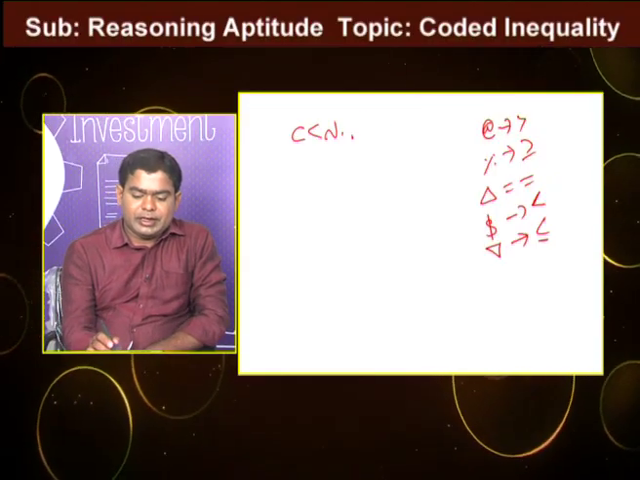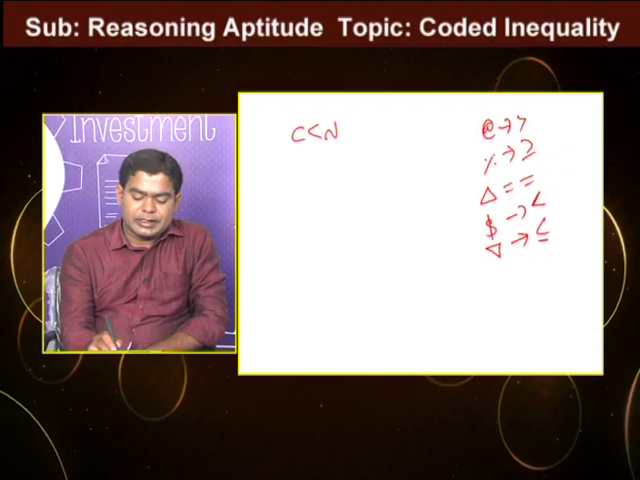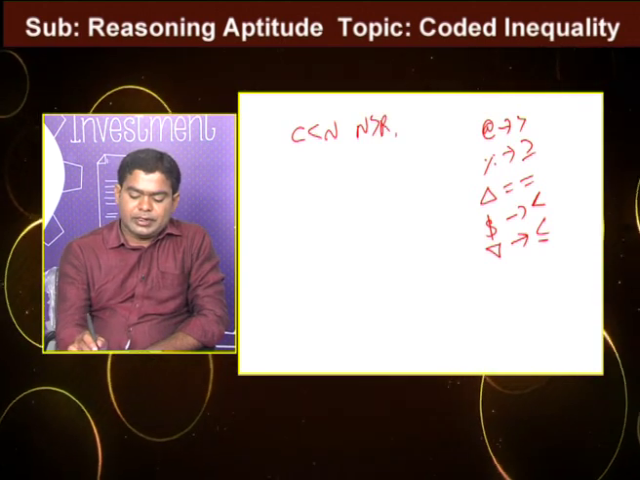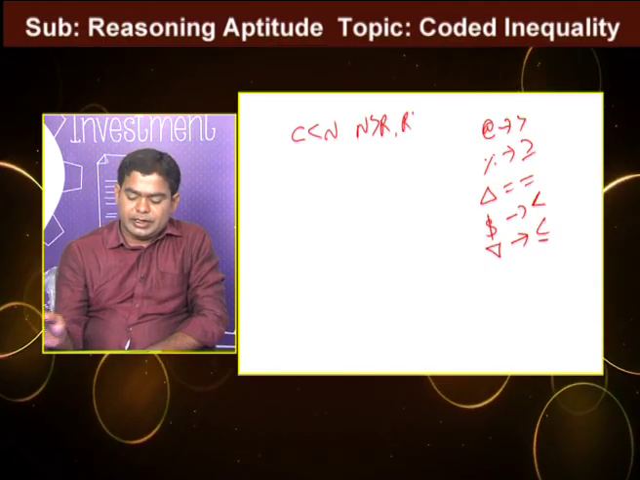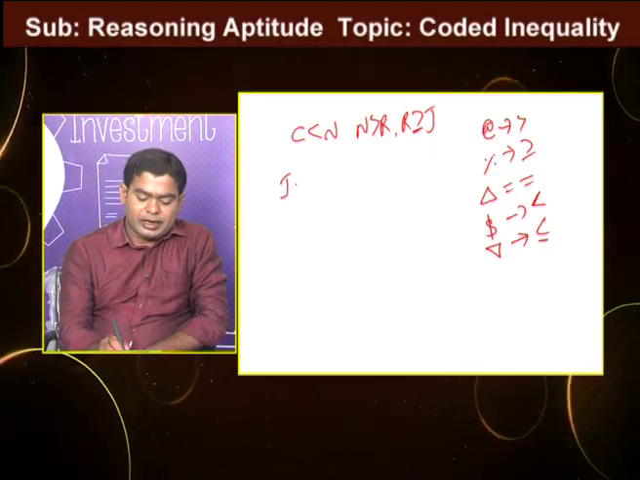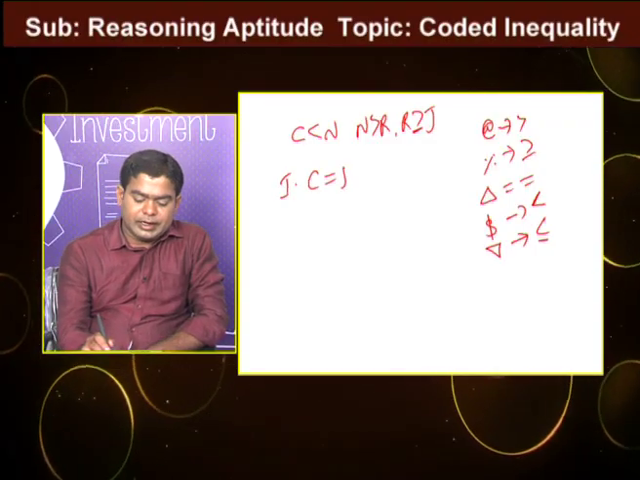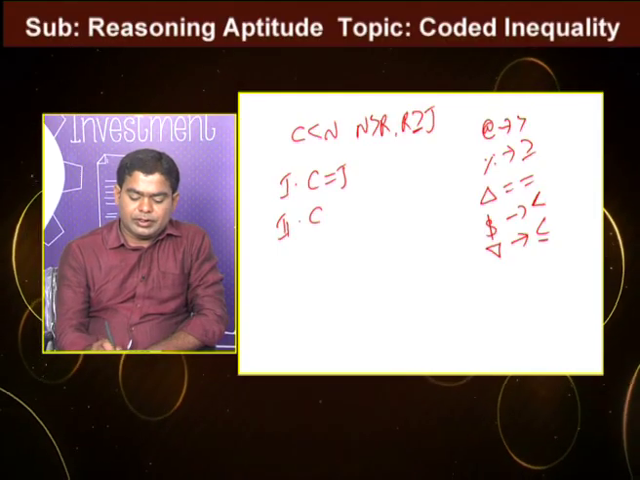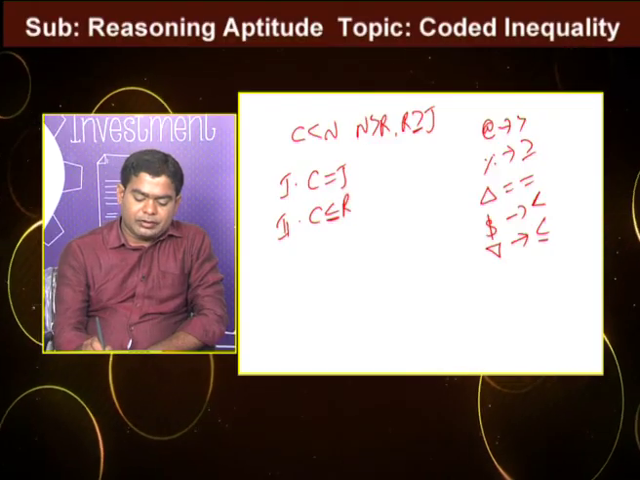So the statement: C dollar n, dollar means C less than n. n at the rate R means n greater than R. Next, R percentage J, percentage is denoted as greater than or equal to J. So this is the statement. Again we apply the conclusions. Conclusion 1 is C delta J, delta means C equal to J. Conclusion 2 is C nabla R, that means nabla is denoted less than or equal to R.